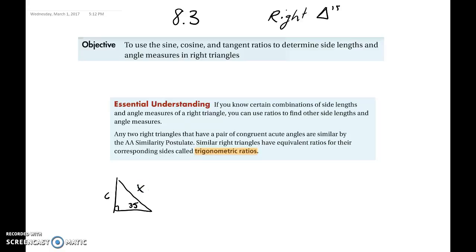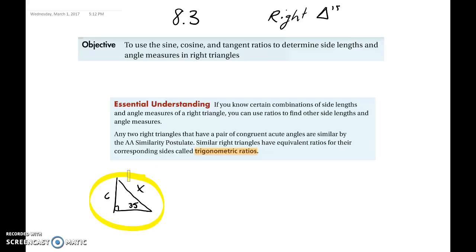Well, we can't do this because it's not a special right triangle, so we can't use any of the things that we learned in section 8.2. And since we only have one of the three sides, we can't use the Pythagorean theorem, so we can't use what we learned in section 8.1. But what we're going to learn today will allow us to solve this problem.